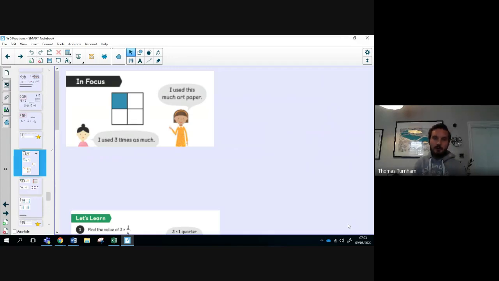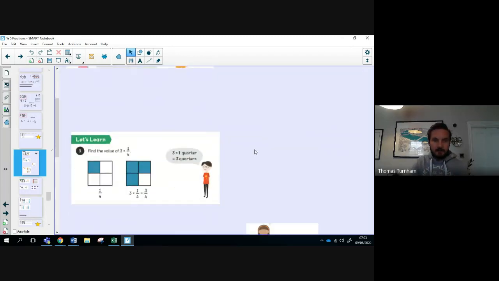So she's used one of the 4 possible quarters. So she's used 1/4. Our friend in the pink says that she's used 3 times as much. What's the number sentence here? Brilliant. It's 1/4 times 3, or 3 times 1/4. Does it matter which way around I write it? It doesn't, because when we're doing multiplication, we know that multiplication is commutative. We can put it in either direction. It does not matter.